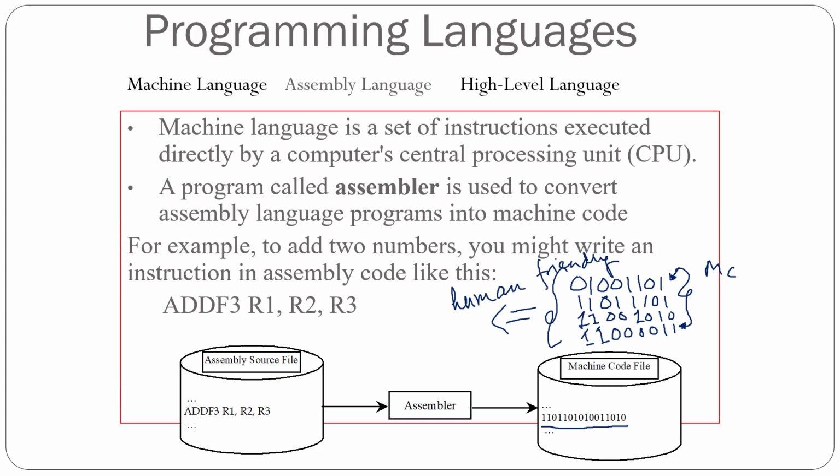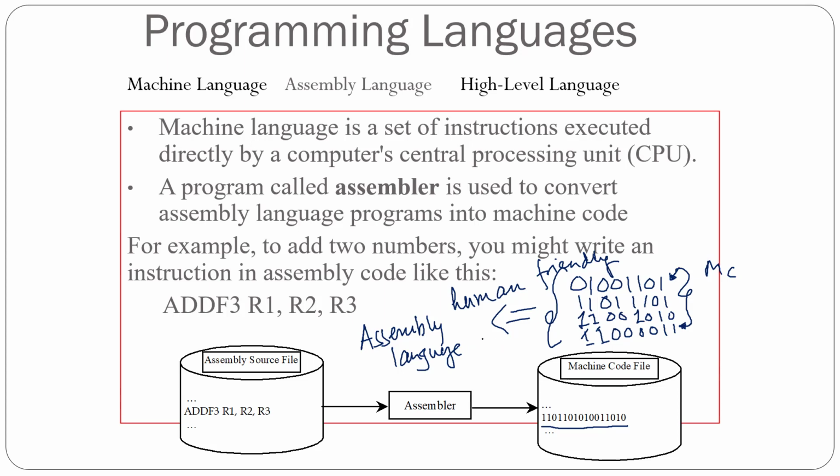And how will you make it human friendly? That means let's have instructions which make sense to the human being. So what was done after that: another language on top of the machine language was thought about, and that language was called assembly language. Assembly language was proposed on top of the machine language.